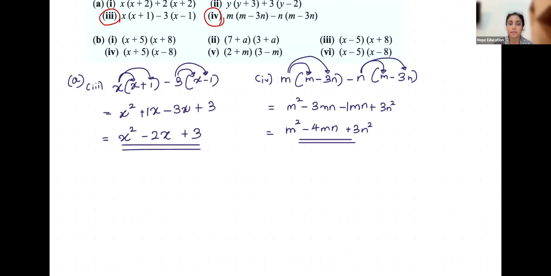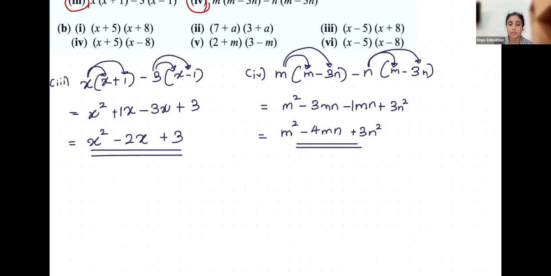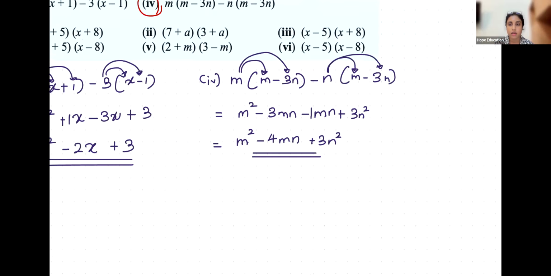Which part, Shweta? Are you talking about here? Here and here, minus, minus, doesn't it become plus here? Is that what you're asking?